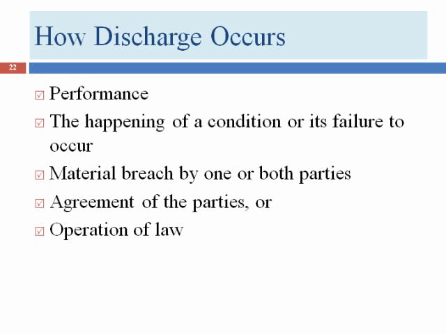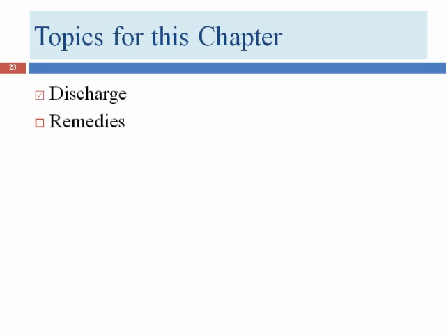Then you can have material breach by one or more of the parties. Remember, we had complete performance, substantial performance. The alternative is a material breach. So you can have an agreement by the parties, either rescission, a novation, or an accord and satisfaction. And finally, you can have operation of law. The law makes a certain thing objectively impossible, or you can have commercial impracticability, or you can have frustration of purpose. Those are some main ones that we have in this area.